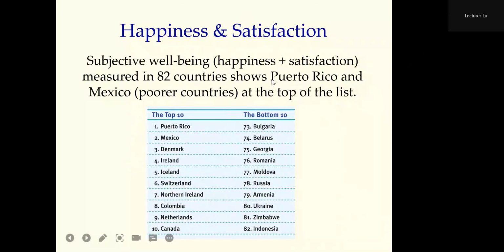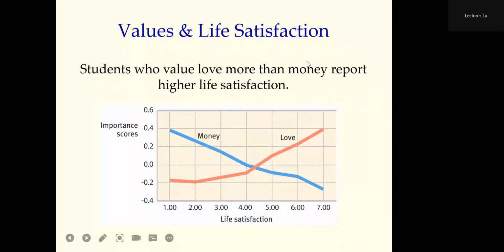And it is not a rich country. It is more like a poor country. We can see that Puerto Rico and Mexico, which are usually not viewed as rich countries, are at the top of the list. So wealth is not identical to happiness. And what other factors contribute to our life satisfaction?